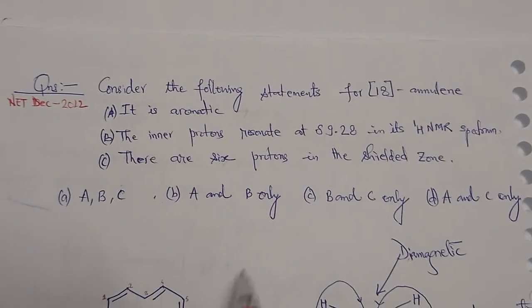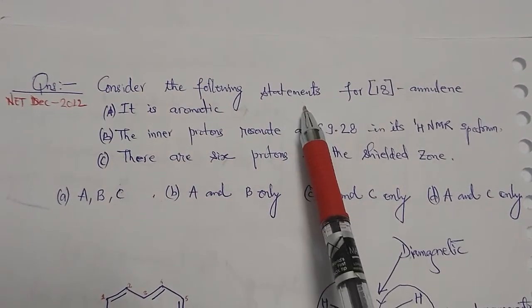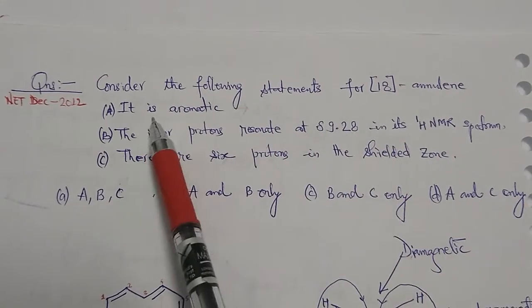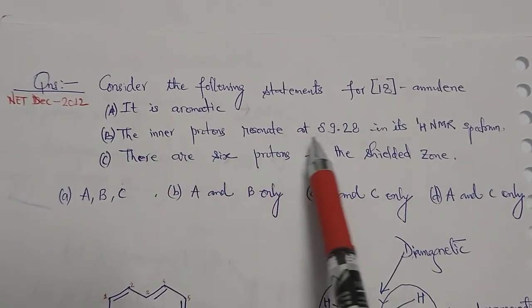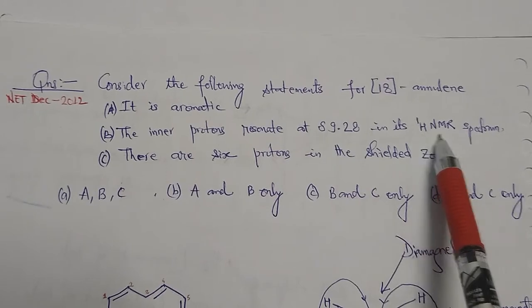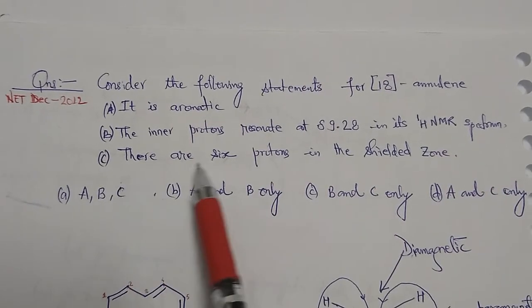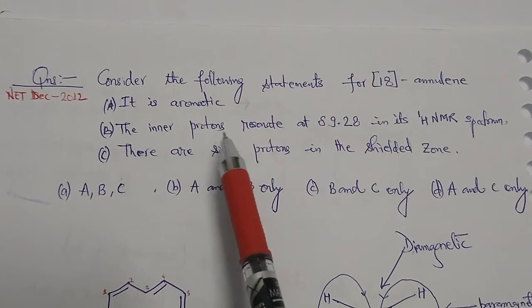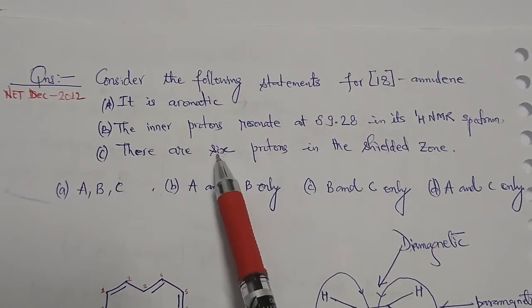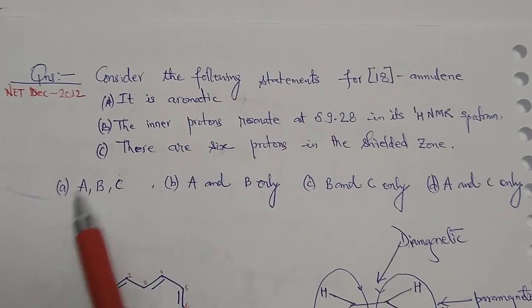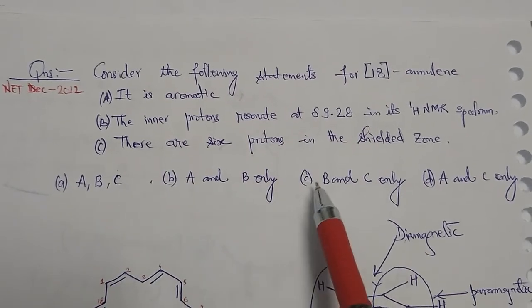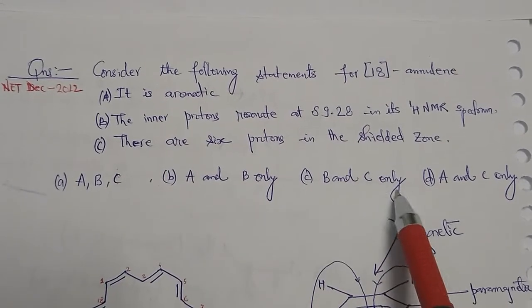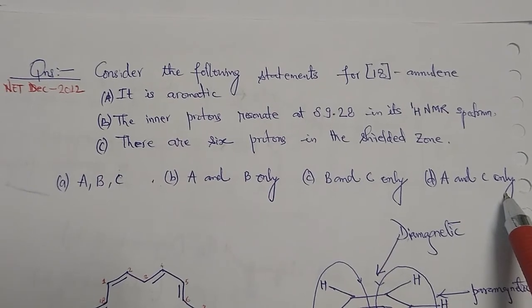In this problem, consider the following statements for [18]annulene. A. It's aromatic. B. The inner protons resonate at delta 9.28 in its proton NMR spectrum. C. There are 6 protons in the shielded zone. For this question, the options given are: A, ABC; B, A and B only; C, B and C only; D, A and C only.